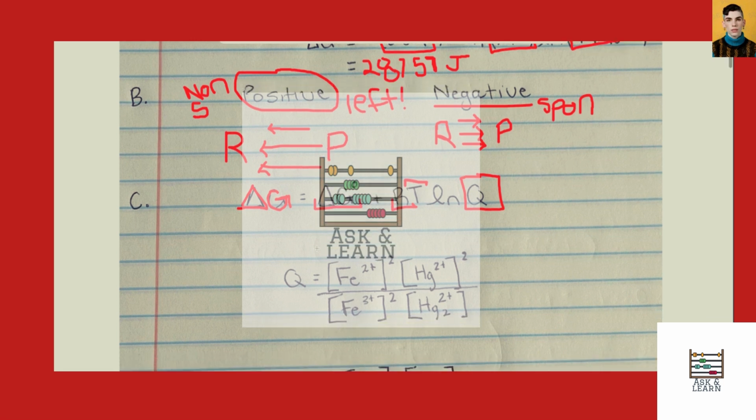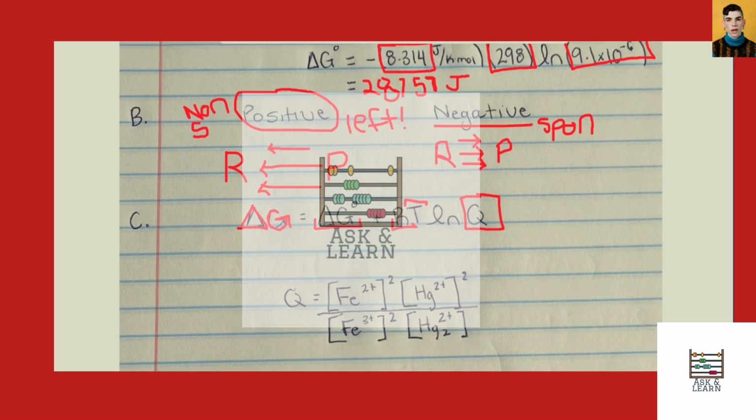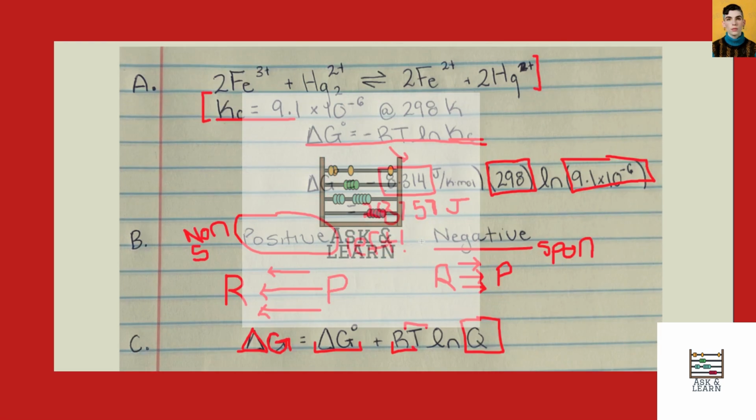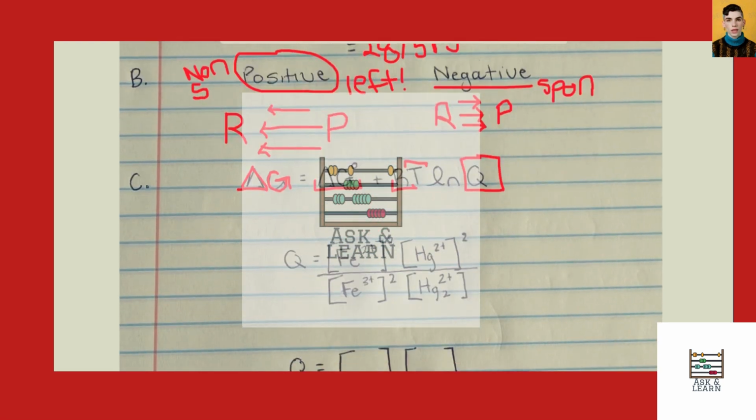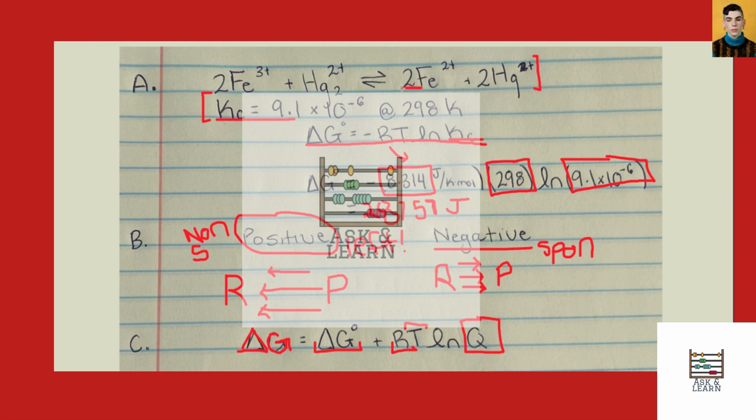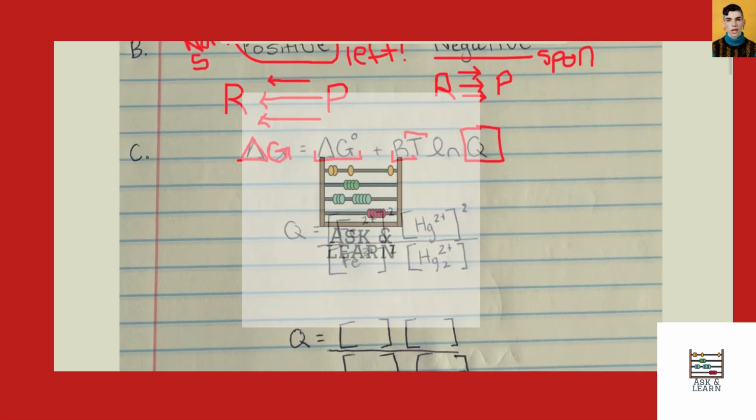So if we're able to find Q, we can plug this back in and get our delta G. So I wrote out our equation to find Q. Q is the reaction quotient. So you're going to take products over reactants and then use the coefficients. So here are the coefficients, and use those as the power. Put those to the power of each of the products and then reactants. These are all 2s. They're a little messy.